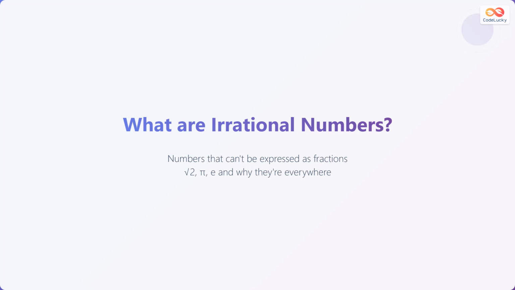Today, we will explore the fascinating world of irrational numbers. These are numbers that cannot be expressed as simple fractions. We will look at examples like the square root of 2, pi, and e, and understand why they appear everywhere in mathematics and the real world.